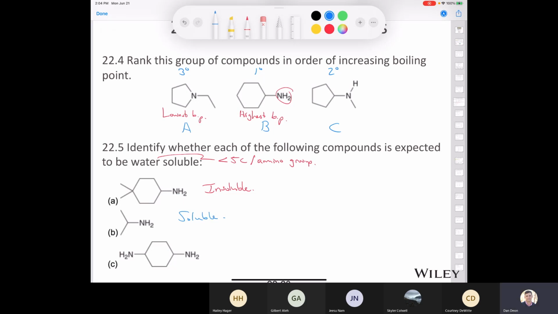What about the last one? Does anybody have an inkling as to whether this should be soluble or not? Going off of this rule here? Yeah, I agree, Skylar. It's going to be soluble, isn't it? Because if you break it here, then you've got 3 carbons here for one amino group, and you have 3 carbons here for one amino group. So you still have less than 5 carbons per amino group, and so this will be soluble. We'll put here less than 5 carbons per NH2, just like that.